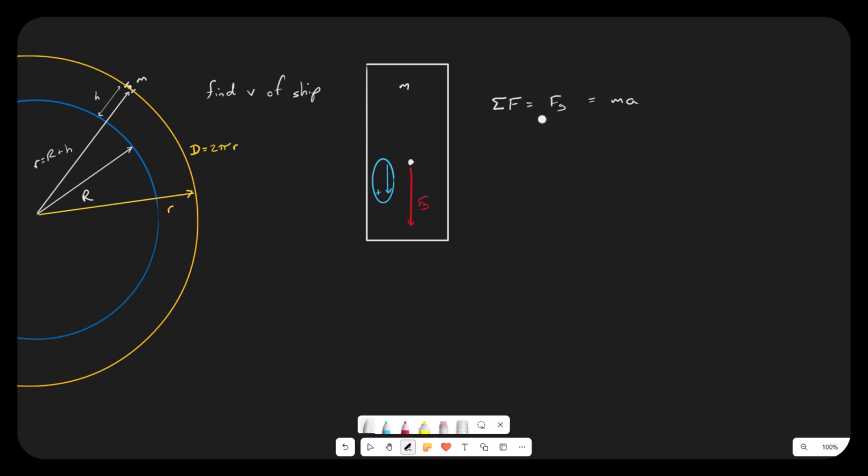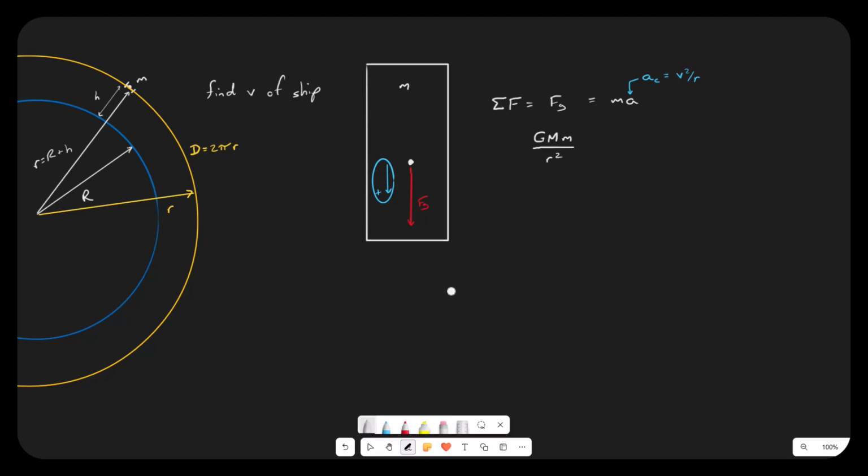My Fg, I am looking at gravity and I'm definitely looking at a large scale. When I think orbits, I'm thinking this is a large scale. So that gravitational force is going to be G times the mass of the planet times the mass of my ship divided by r squared. That's the first part. The acceleration: I am moving in a circle, so that must be centripetal acceleration, and that's equal to v squared over r, which is great because v is what I'm looking for, so I had to introduce that somewhere.